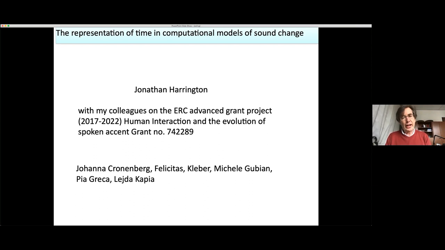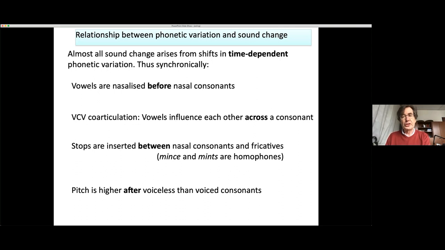What I am going to do is to give you a snapshot of the sorts of things which we are thinking about at the moment on this ERC project. What I want to do is to start out by saying something about the relationship between phonetic variation and sound change.